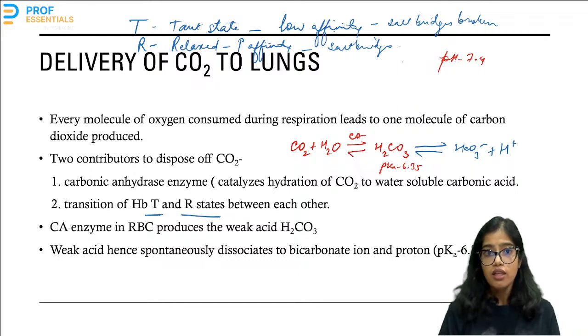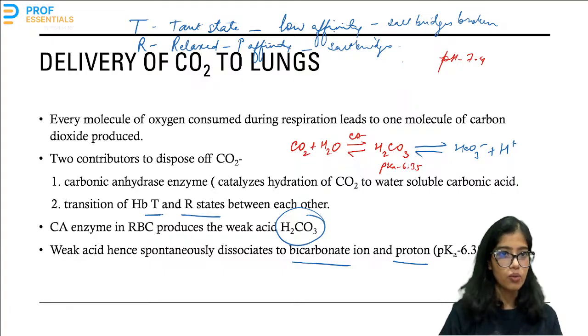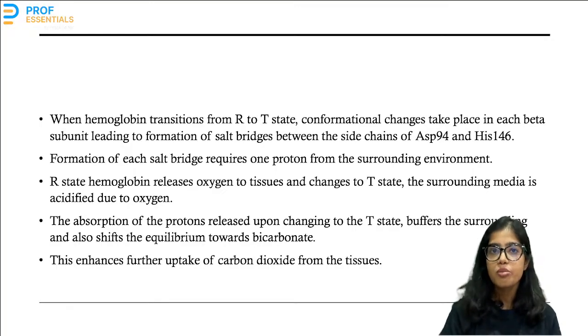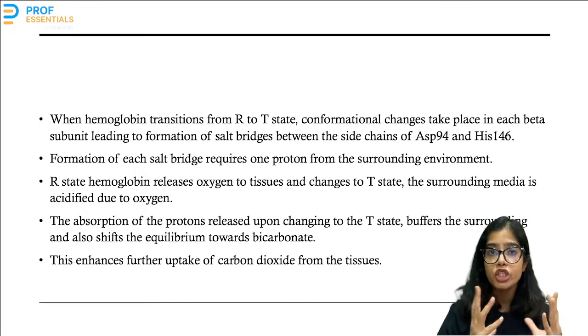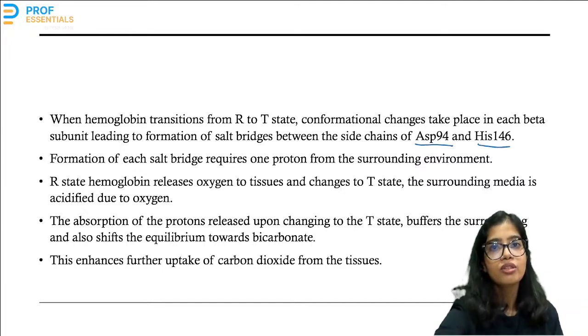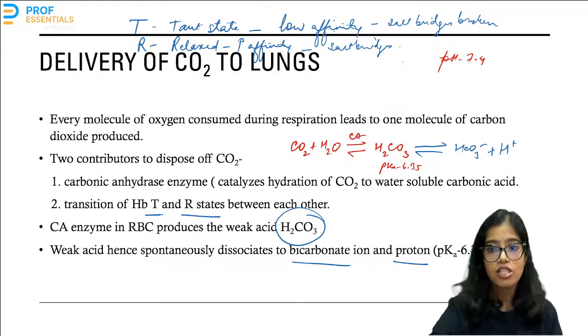Now, this carbonic anhydrase enzyme produces carbonic acid, which is a weak acid and which exists in an ionic form, the proton and bicarbonate ion. We know this. So we're going to read further. Now, when the hemoglobin transitions between R and T state, conformational changes will take place in each beta subunit, leading to formation of salt bridges between the side chains of aspartate 94 and histidine 146. So T state has broken salt bridges and R state has salt bridges.